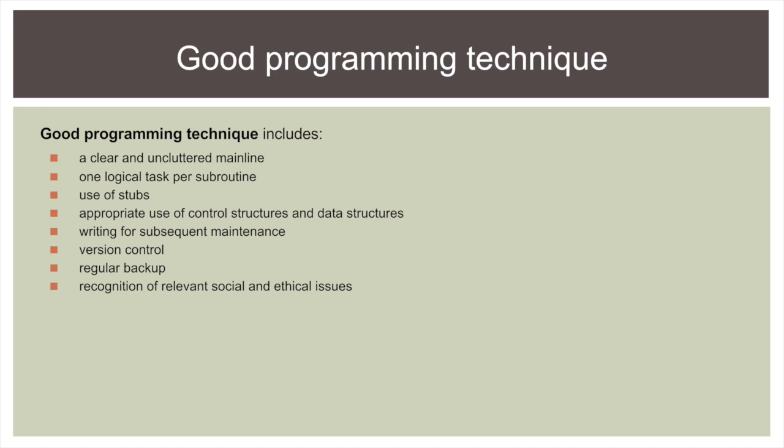So these are the relevant good programming techniques that you need to employ when you develop a program. You need to have a clear and uncluttered mainline, one logical task per subroutine. You need to use stubs. You need to use appropriate control structures and data structures. You need to write for subsequent maintenance. You need to have version control, regular backups, and recognition of relevant social and ethical issues.